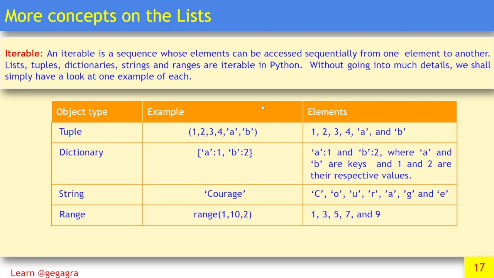The first component of range is where to start, the second is where to stop minus 1, and the third component is the step. Suppose I give range 1 comma 10 comma 2. Because 2 is the step, it will start from 1 with a step of 2, so 1, 3, 5, 7 and 9, so it will generate 5 values. And from these values, how to create the list, we'll see on the next slide.